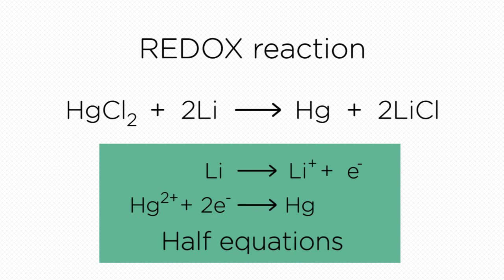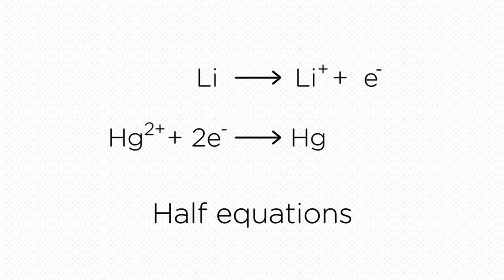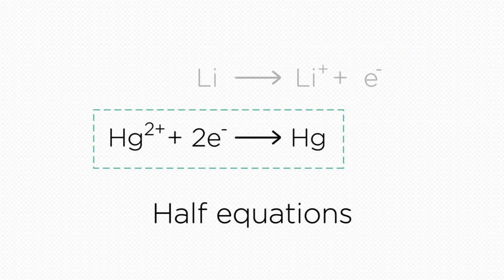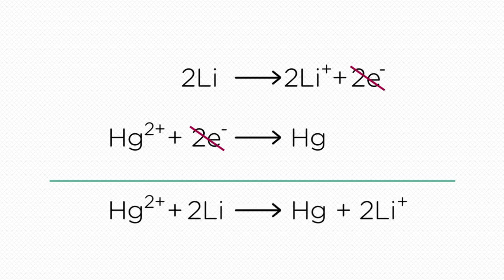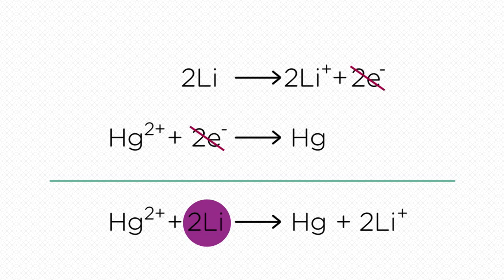These are known as half equations. Only one ion is shown, and seemingly free electrons appear. Half equations are an easy way of looking at what happens to one component at a time. Joining two half equations together and balancing charge eliminates the electrons. This balanced equation needs two lithium species for every mercury.